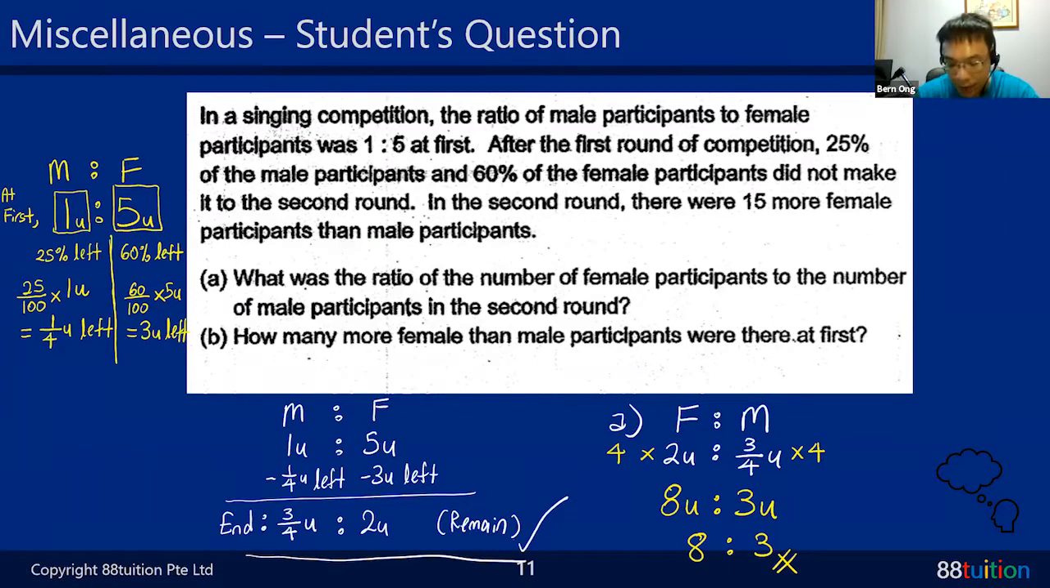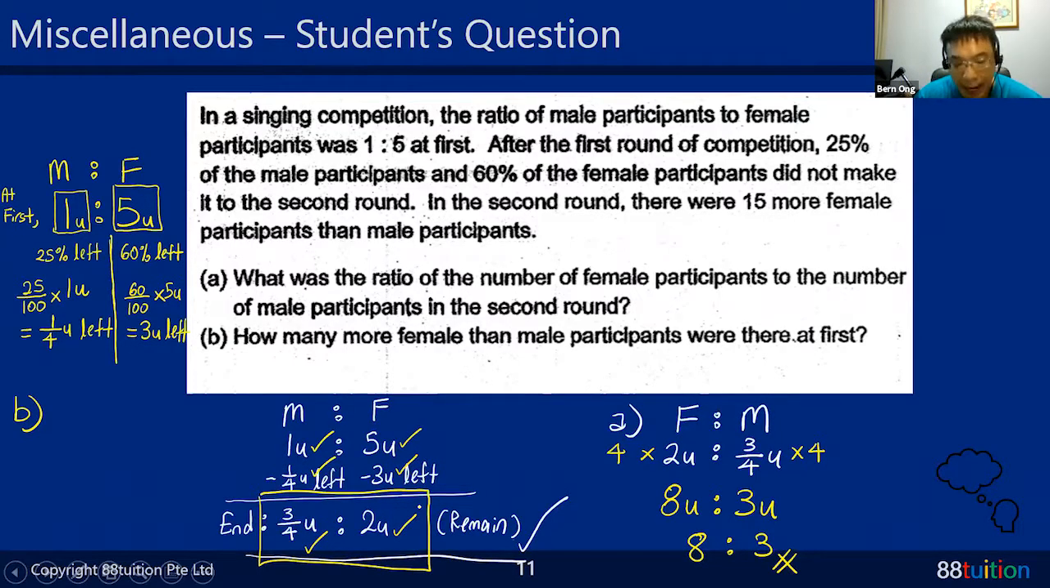Okay, and from here, how many more female than male were there at first? Can you see or not? Okay, so at this moment, let me go back to this portion here. Okay, all right, I'm going to do part B down here on the left. Okay, so the story, I remember, I got 1 unit of male, 1/4 unit left. You're left with 3/4 unit of male. Here, 5 unit of female, 3 units left. You're left with 2 units.